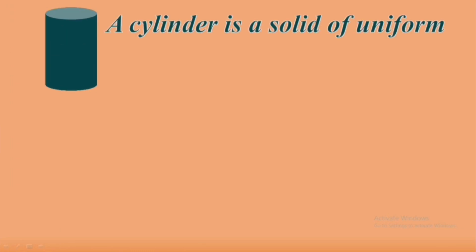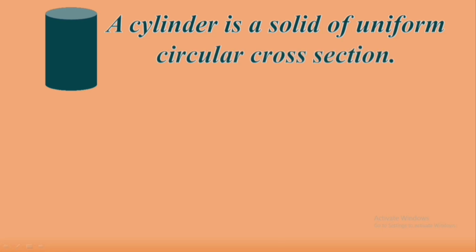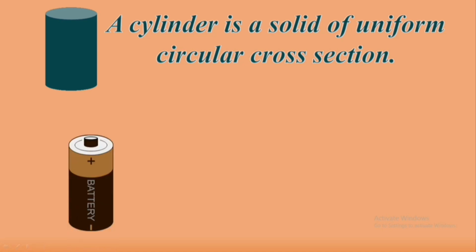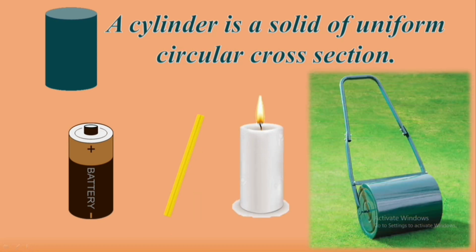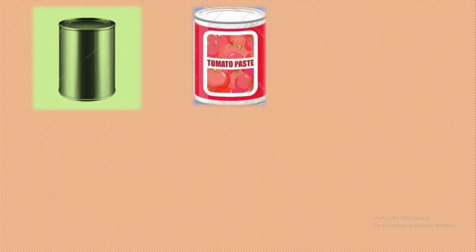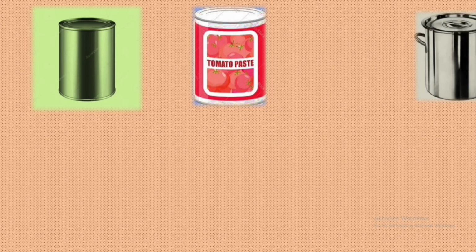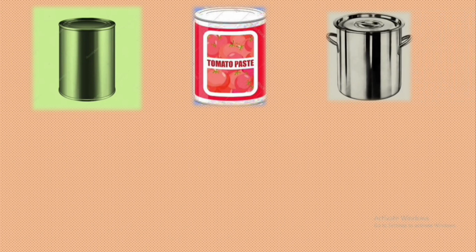So what is a cylinder? A cylinder is a solid of uniform circular cross-section. Examples of objects with cylindrical shapes include a battery, an unsharpened pencil, a candle, and a garden roller. Can you think of some other examples of cylinders? Okay. Did you think of a can of milk, a tin of tomato paste, cooking pots like this? These are all examples of cylinders.